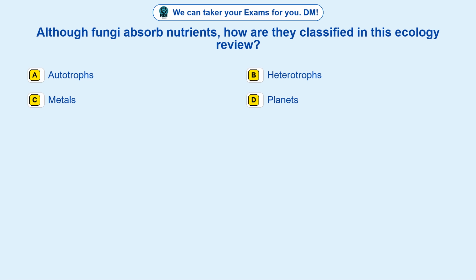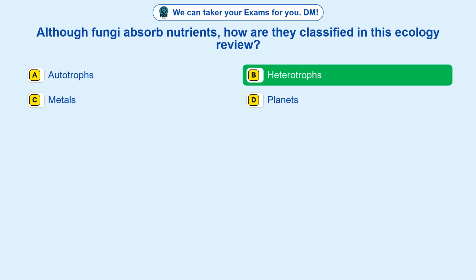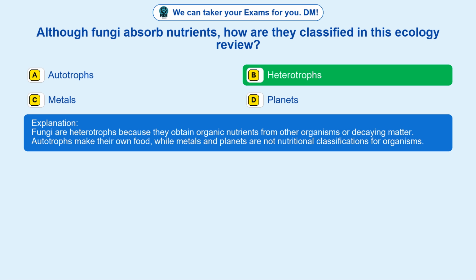Question 21. Although fungi absorb nutrients, how are they classified in this ecology review? Option A, autotrophs. Option B, heterotrophs. Option C, metals. Option D, planets. The correct answer is option B, heterotrophs. Fungi are heterotrophs because they obtain organic nutrients from other organisms or decaying matter. Autotrophs make their own food, while metals and planets are not nutritional classifications for organisms.